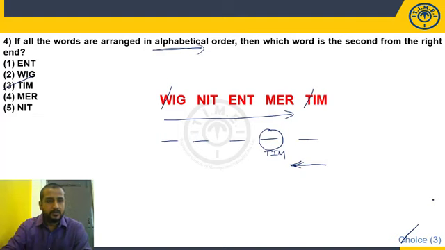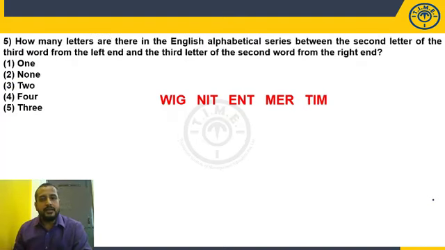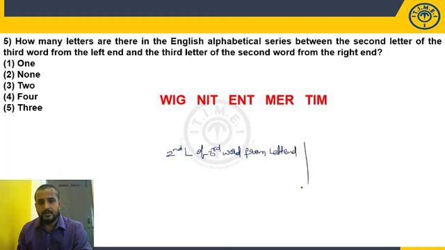Fine. Now, question number 5. How many letters are there in the English alphabetical series between the second letter of the third word from the left hand, and the third letter of the second word from the right hand? Okay. Please understand the given question. Third word from the left hand, I am writing in a short form. Next, third letter of the second word from right hand.